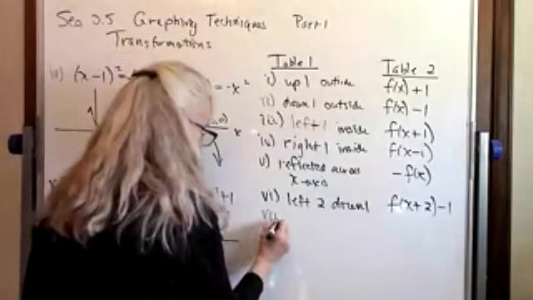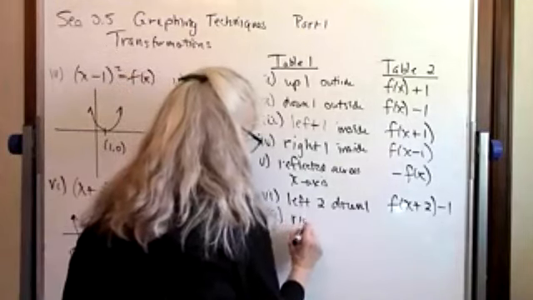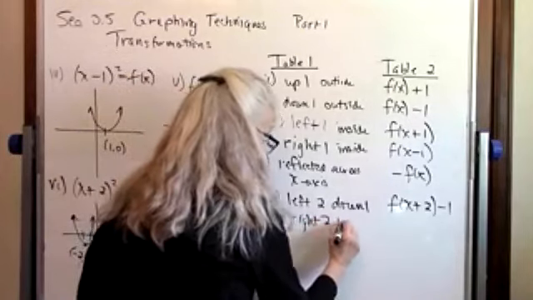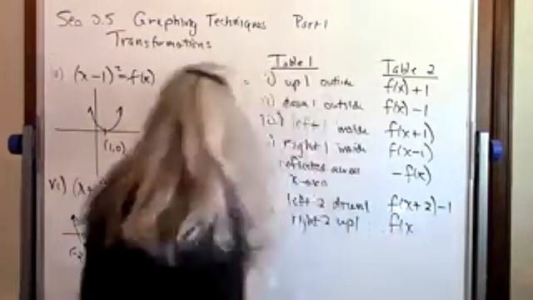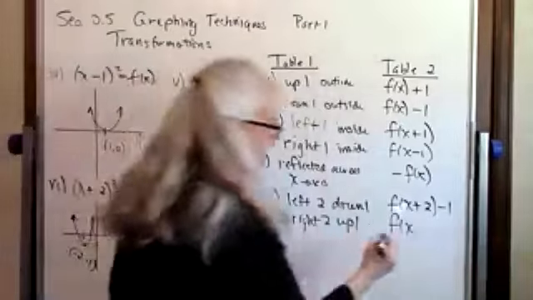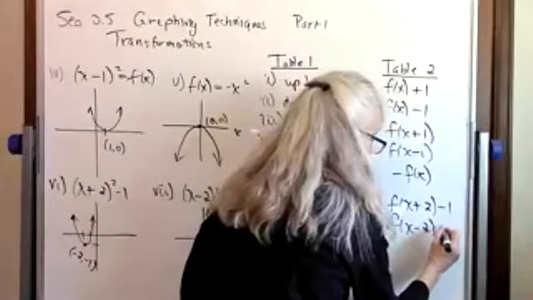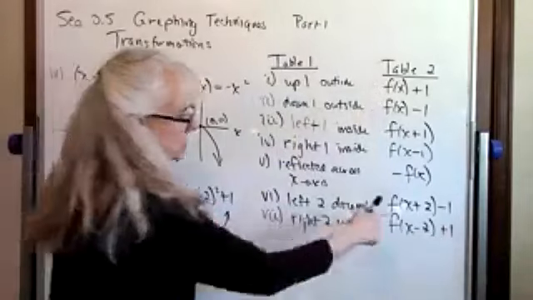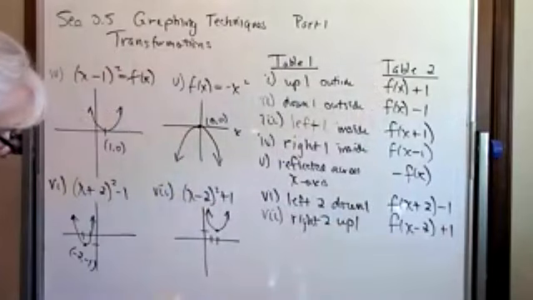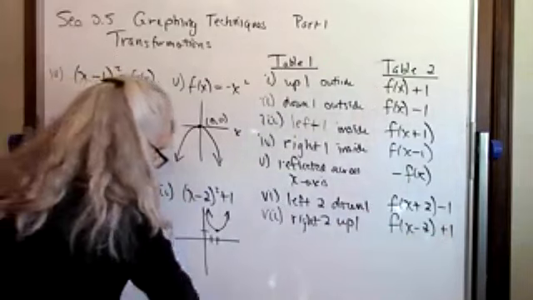So 7, we're going to say right 2, but up 1. So when I write the function notation, because this minus 2 is happening inside the squaring, I'll put it inside the function notation. And then the plus 1 happens outside of the squaring, which is our function, so the plus 1 is on the outside. Okay, a couple more, 3 more actually.